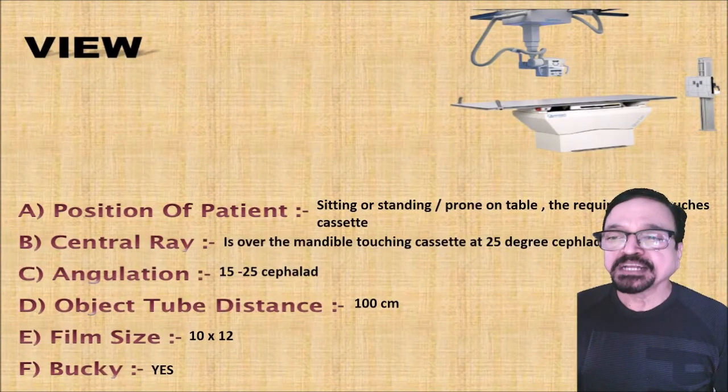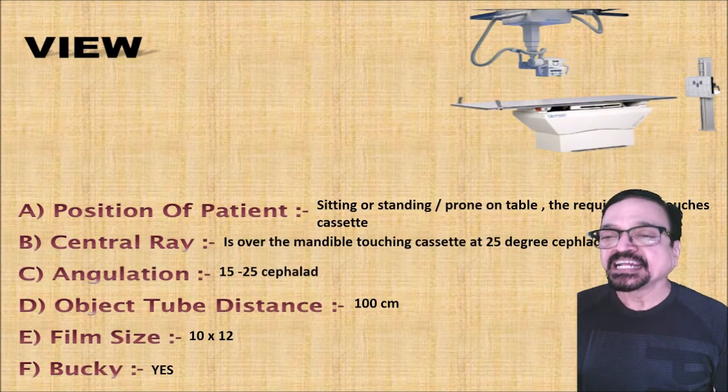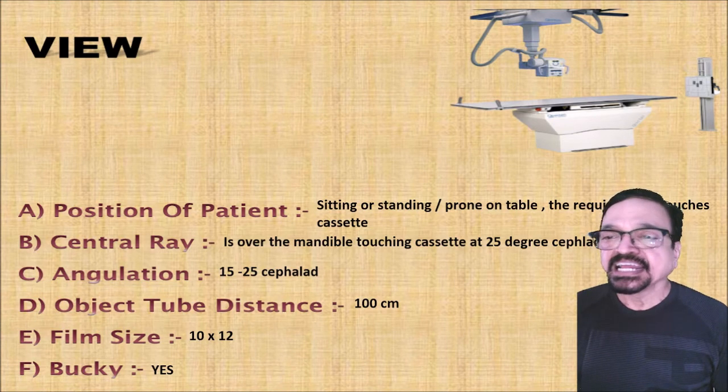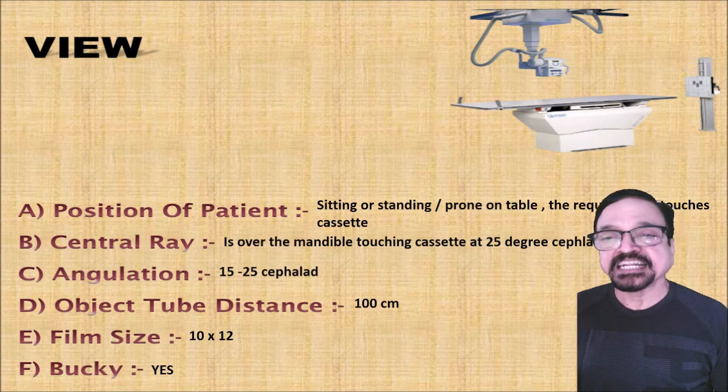Now the position of the patient is sitting or standing, because the turnover of the patient can be done faster with sitting or standing patients. Prone on the table is sometimes required, because of the patient's condition, he cannot stand. In that case the required side should touch the cassette, whether the patient is sitting or prone.